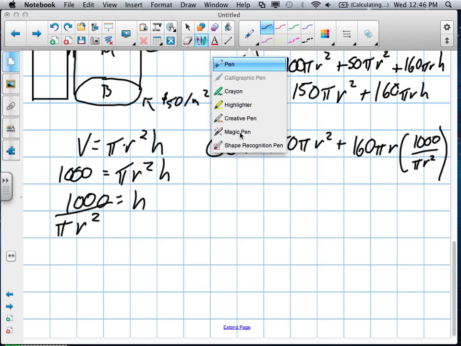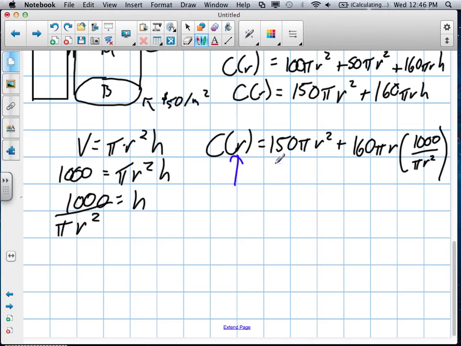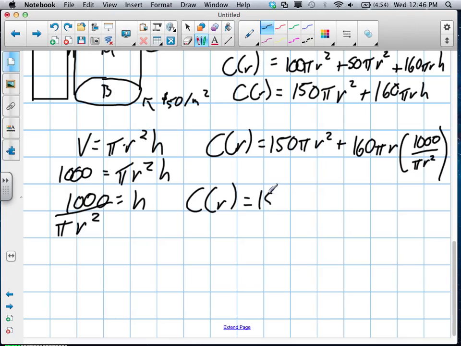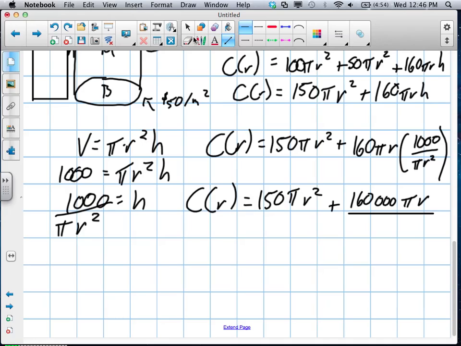So now this equation is in reference to the radius. Okay, we've referred all of this to the radius. We can combine this part here to simplify at the end. C at r equals 150 pi r squared. When we multiply 160 times 1,000, what do we end up with? 3 more zeros. 160,000 pi r divided by pi r squared.